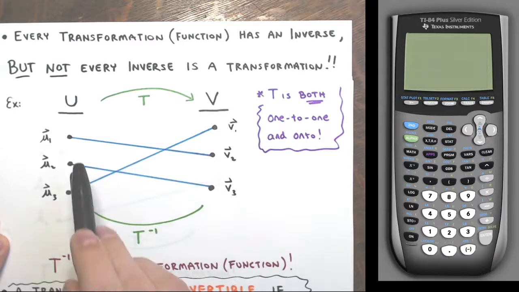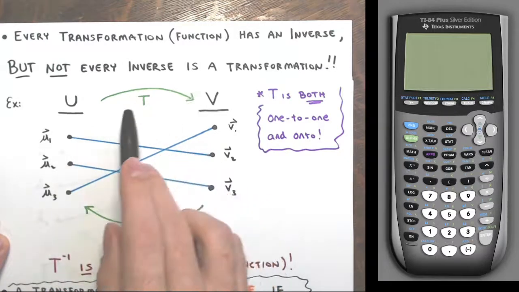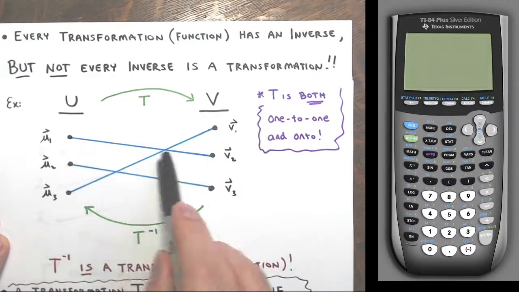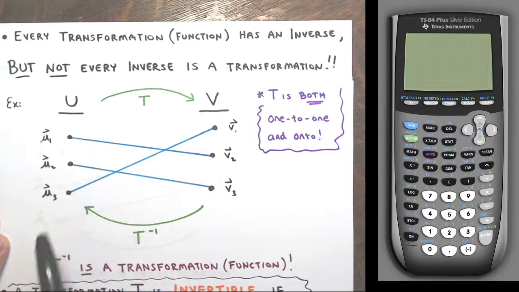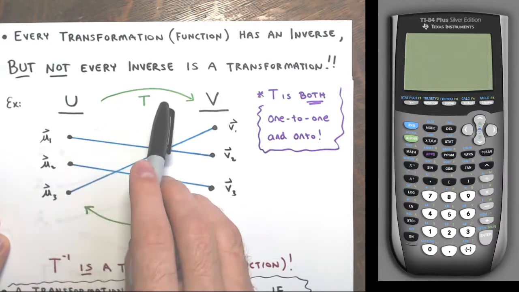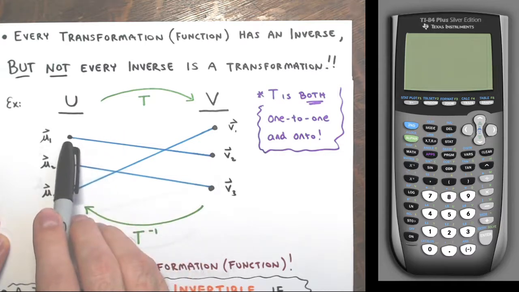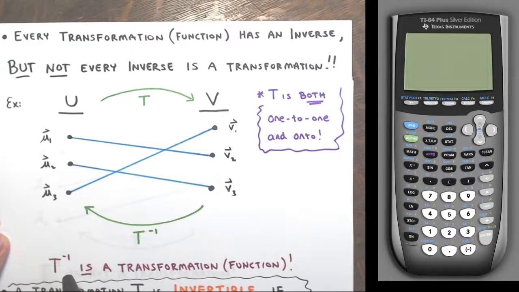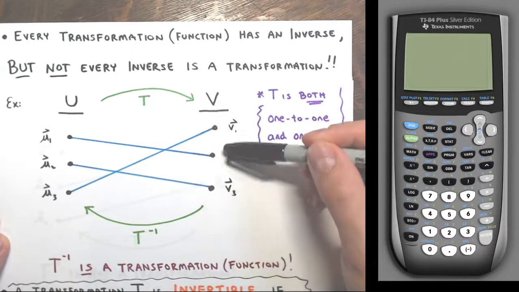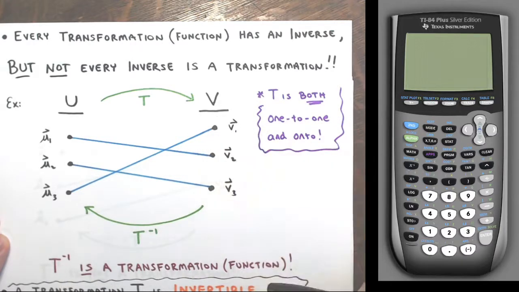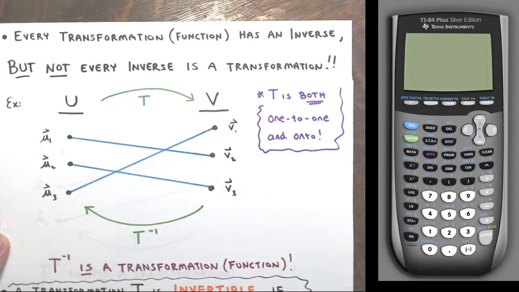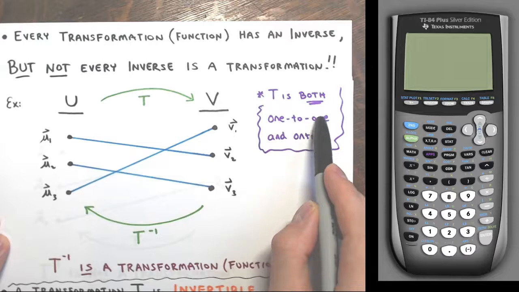So T is a transformation, right? Every element of U maps to exactly one element of V. Every element of U has exactly one line coming off of it. Now T this time is one-to-one, because if you take any two different inputs, they go to different outputs. There are no outputs that have two lines coming into them. Every output has exactly one line coming into it. So T is one-to-one.